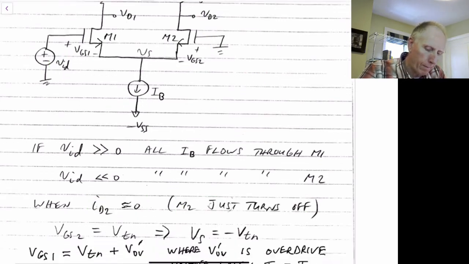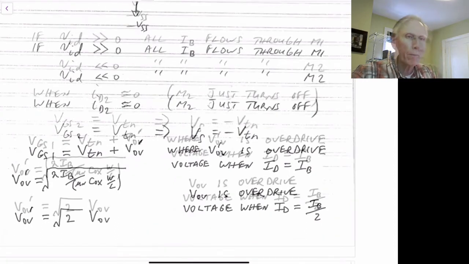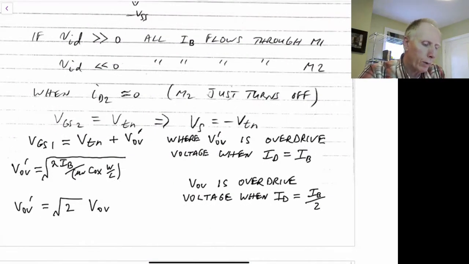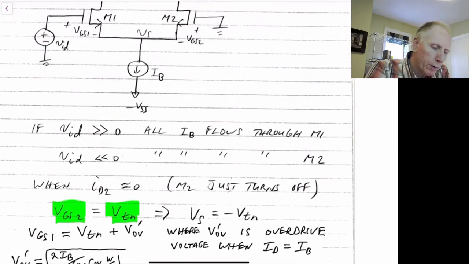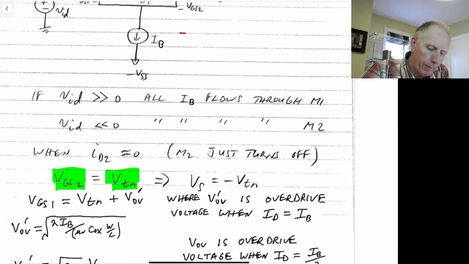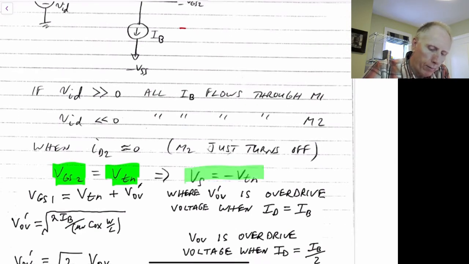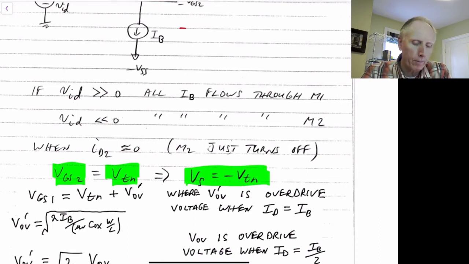So in this case, when M2 is just turning off, we'll have that VGS2 will equal the threshold voltage of the device, which means that the source voltage here will equal minus VTN, since the gate is equal to ground. So we have at this point here that VS, the source of M2 and M1, will equal minus VTN.